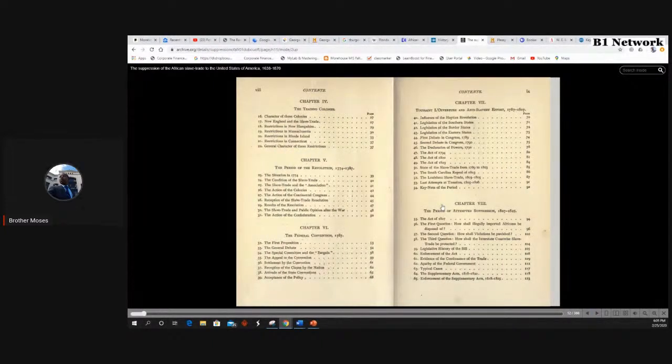Chapter 4, the trading colonies. See, we had to take agriculture and mend that with business. These land grants, everything was about grants, right? We grant you this much land. We grant you 400 acres of land. We grant you this much.